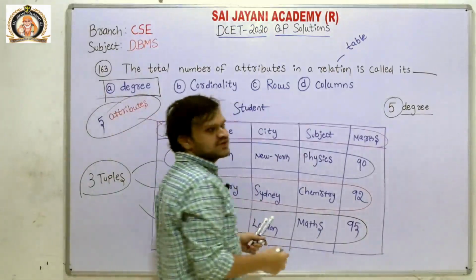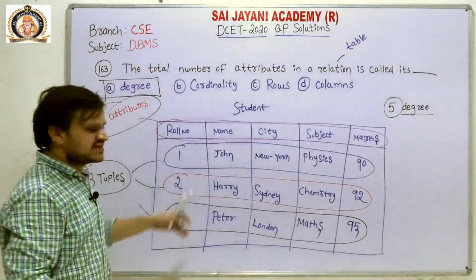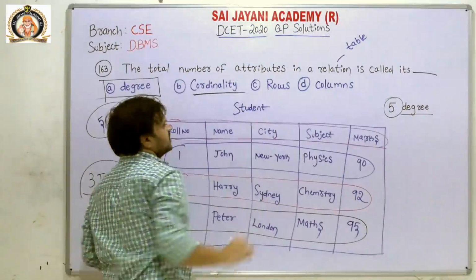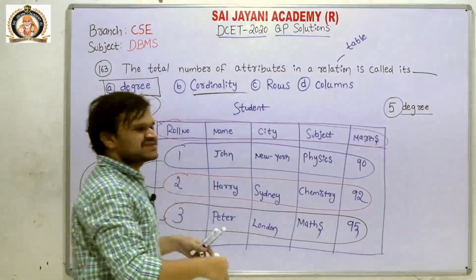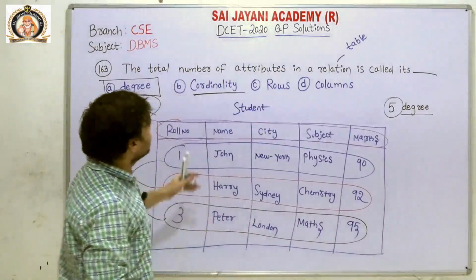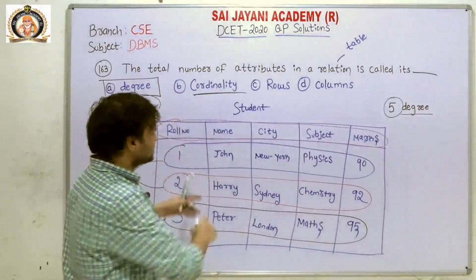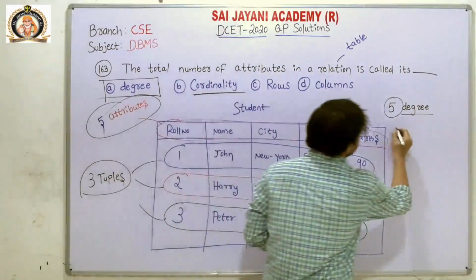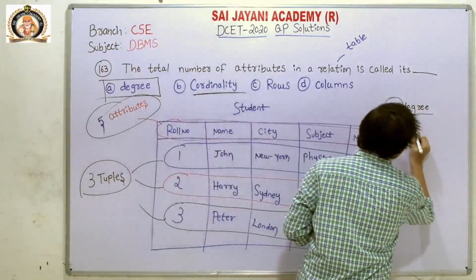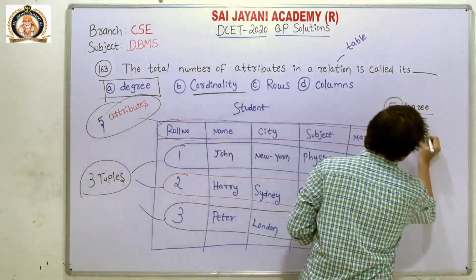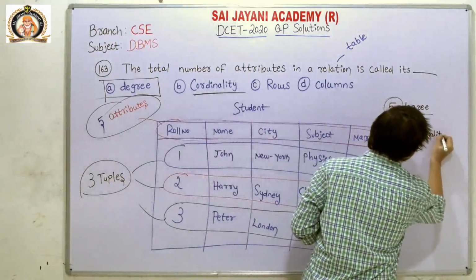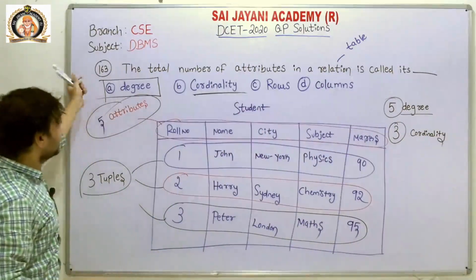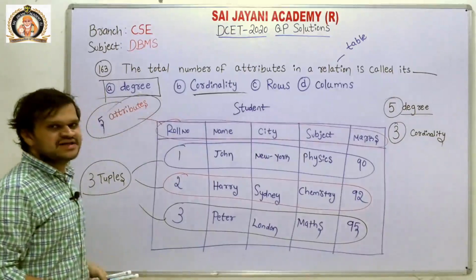Similarly, the total number of tuples in a table is called its cardinality. The total number of tuples present in a table is called its cardinality. In this student table we are having 3 tuples. So its cardinality is 3. Got my point? So for question number 163, option A, degree is the right answer.